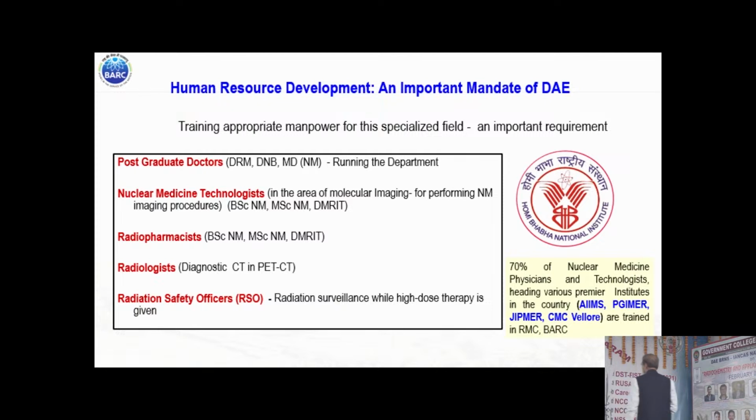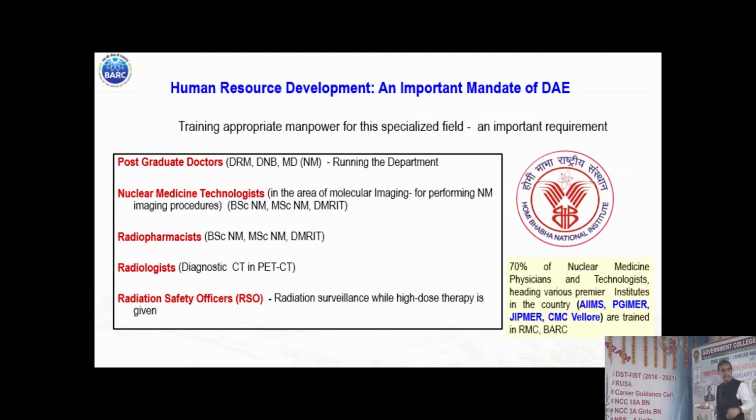We have several programs, as you can see here. For the doctors, we have DRM, DNB, MD in nuclear medicine programs run by the Department of Atomic Energy. For the nuclear medicine technologists, particularly important here, those who want to join from a Bachelor of Physics, Master of Physics and Chemistry background, we have several programs like BSc Nuclear Medicine, MSc Nuclear Medicine, Diploma in Medical Radioisotope Technologies, and several programs for the radiopharmacist, like again BSc Nuclear Medicine, MSc Nuclear Medicine, DMRIT, and for radiologists, Diagnostic CT in PET CT. So these are the different courses.